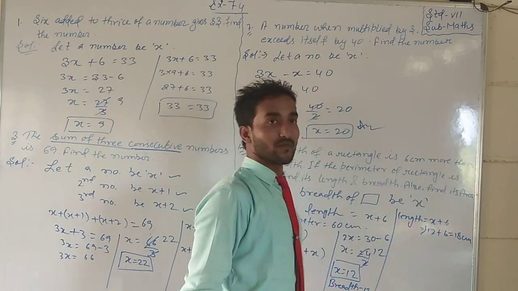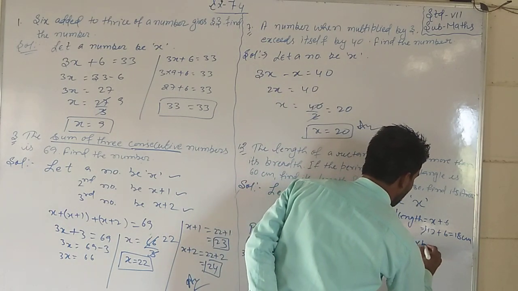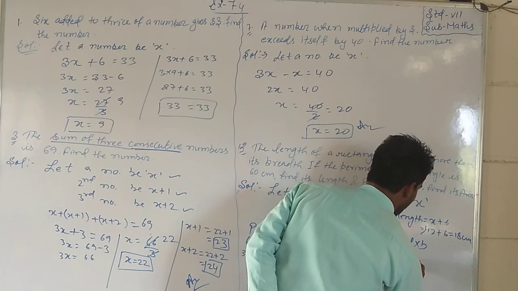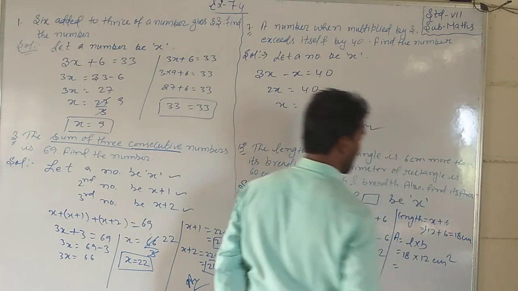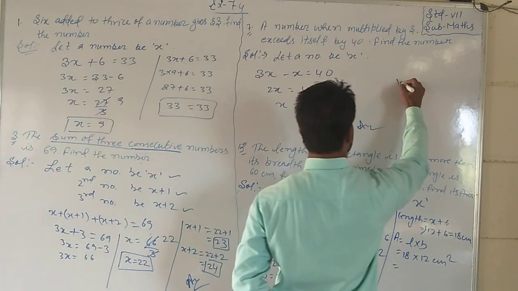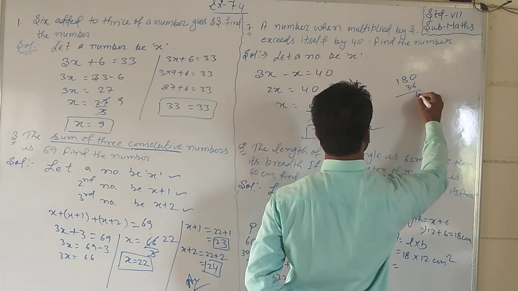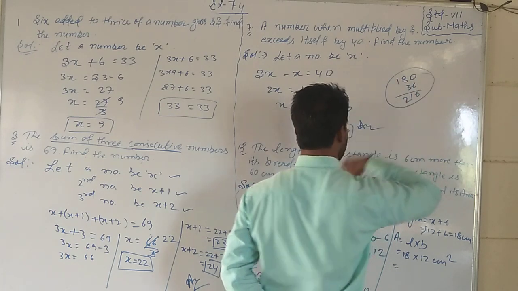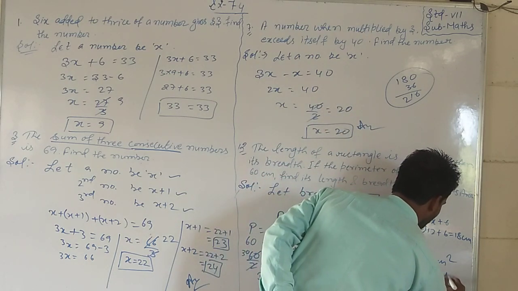Find its area also. What is area? Area means L into B. L is equal to 18 and B is equal to 12 cm square. 18 into 12. What will be there? 18 tens are 180, and 18 twos are 36. 216. We can say 216 centimeter square is the answer.